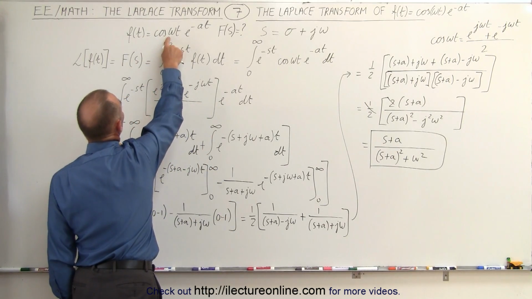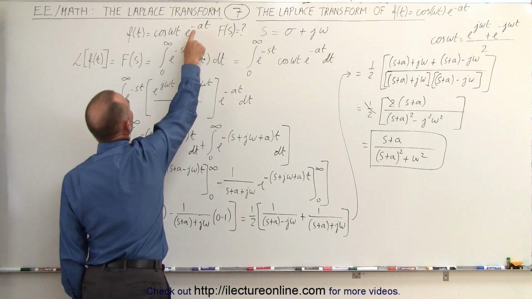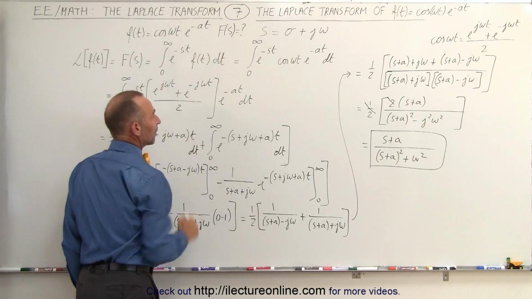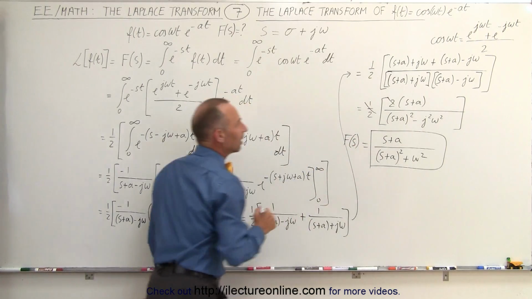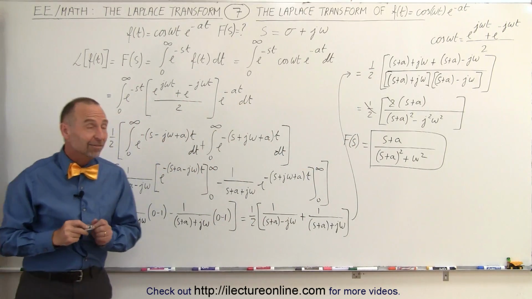F of t equals the cosine of omega t, e to the minus at. The Laplace transform of that will be found right here. F of s is equal to that. And that's how we find that.